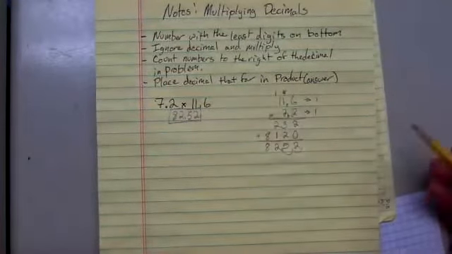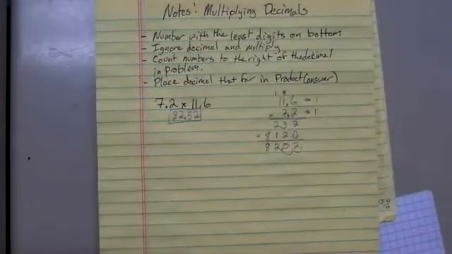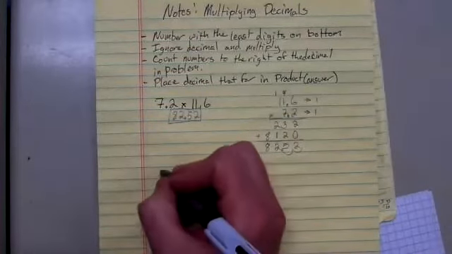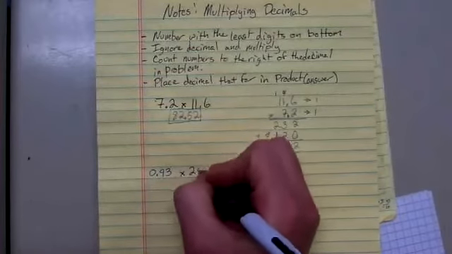So the key here, don't worry about lining up your decimal. You're going to actually line up your digits. Try to focus that again. So let's look at another problem. Let's look at 0.93 times 24.